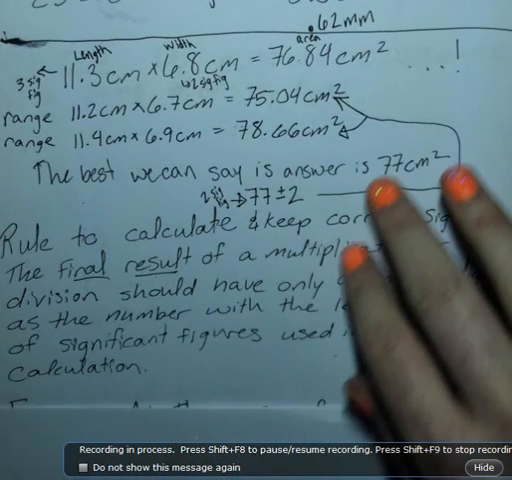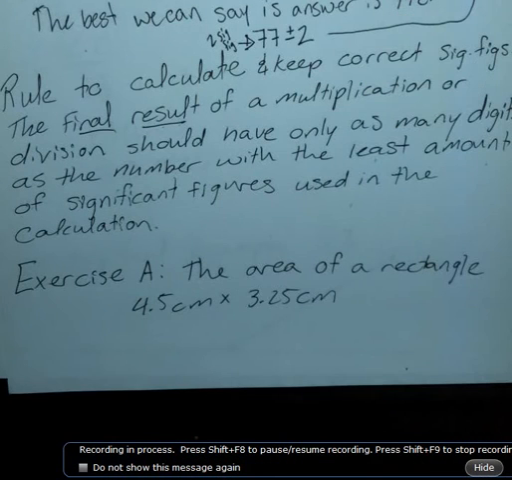Let's take a look at exercise A, which is a direct example of practicing using significant figures. In exercise A, we're going to find the area of a rectangle 4.5 centimeters by 3.25 centimeters.